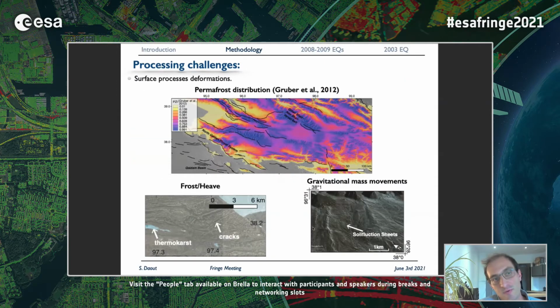processing challenge is linked to the fact that we are in a periglacial environment. And so the mean average temperature at high elevation is below 0 degrees. So there is permanent ice in the ground, which is the permafrost, that can be modeled, as for example, in this probability map distribution from Gruber et al. Evidences of frost-heave processes are also everywhere in the landscape, as attested by those frozen lakes, those thermokarsts, or those polygon cracks. But also in high relief, we see a lot of gravitational mass processes like solifluction that are linked also to these frost-heave processes.